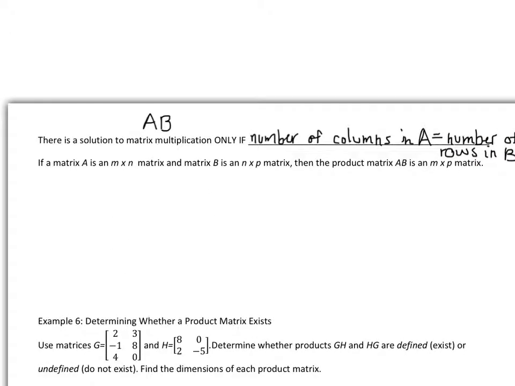So let's just look at this without numbers. We're going to look at it first as letters. It says if matrix A is an M by N matrix and matrix B is an N by P, then the product matrix AB is an M by P matrix. Okay, blah, blah, blah. Sounds like a bunch of gibberish. So let's look at it. We're going to take A and multiply it by B. So the dimensions of matrix A are M times N. And we're multiplying it by matrix B, which is N by P.